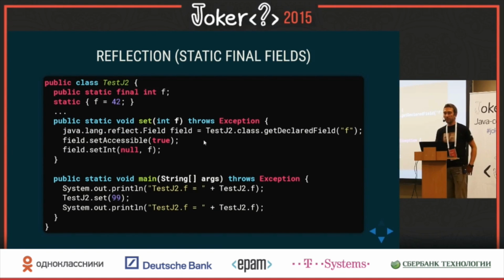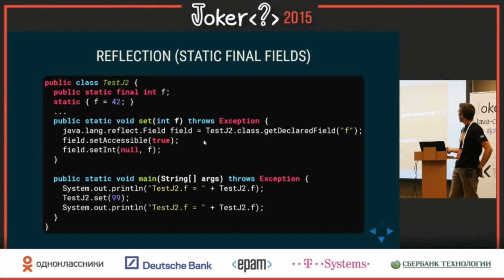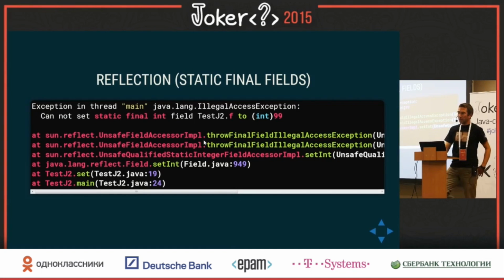If we have static final fields, it's a little more complicated, because in this case, again, we try to do it the same way. We get the field f, we set accessible to true, and try to set the field. But when we now run this example program, we will get a runtime error which says cannot set static final field f to 99. That is actually what you would expect to get. But programmers are very smart, and they find a way to work around this.